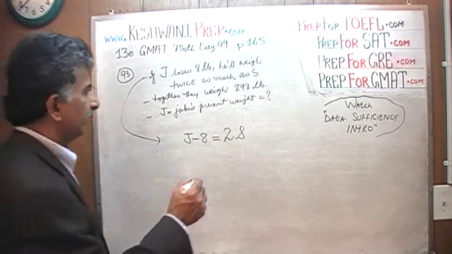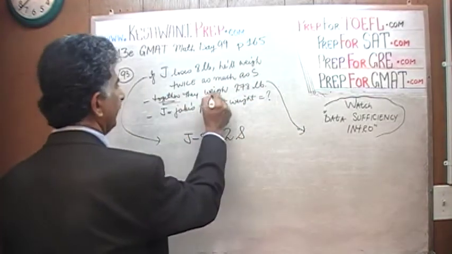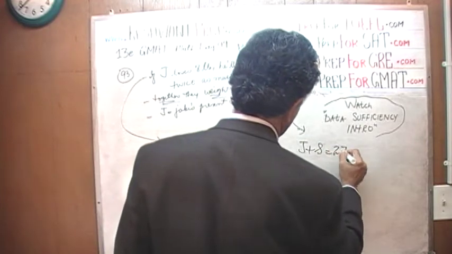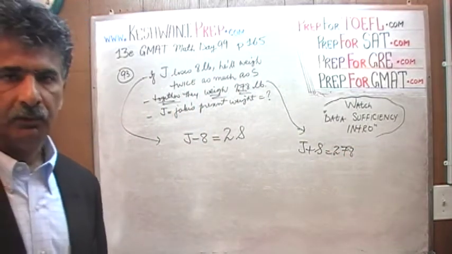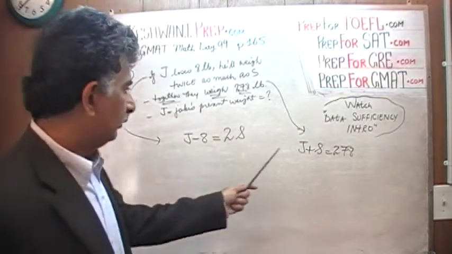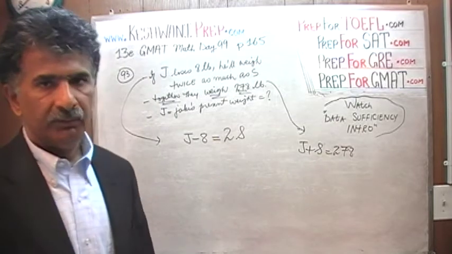Together, we are told, they weigh 278 pounds. So J plus S equals 278. Very simple, very straightforward simultaneous equations. We have two independent equations, two unknowns. We can find out the weights of both of these guys.